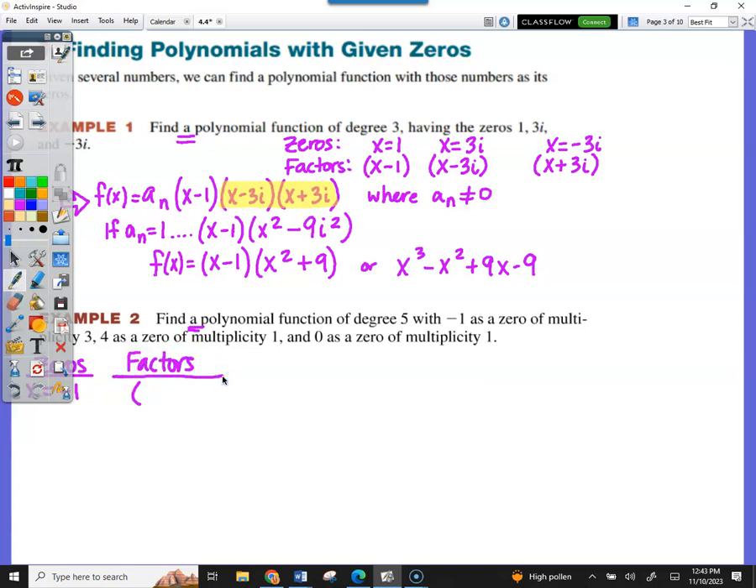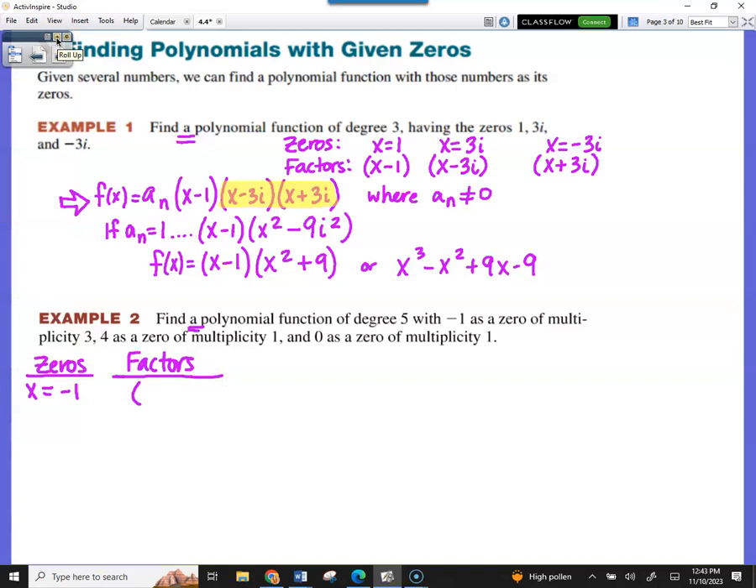There we go. All right, if -1 is my zero, subtract or add it to the left, whichever one you need to do, and then tell me what the factor would be. X plus 1. What was the multiplicity of that zero? It says with a multiplicity of 3. So I'm going to put underneath it multiplicity of 3. So what do I need to adjust over there on my factor? It means that there was a cubed here. All right, next zero.